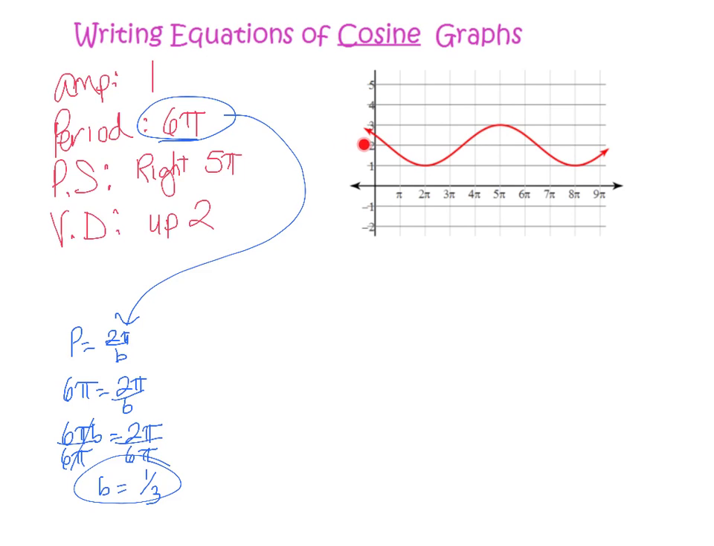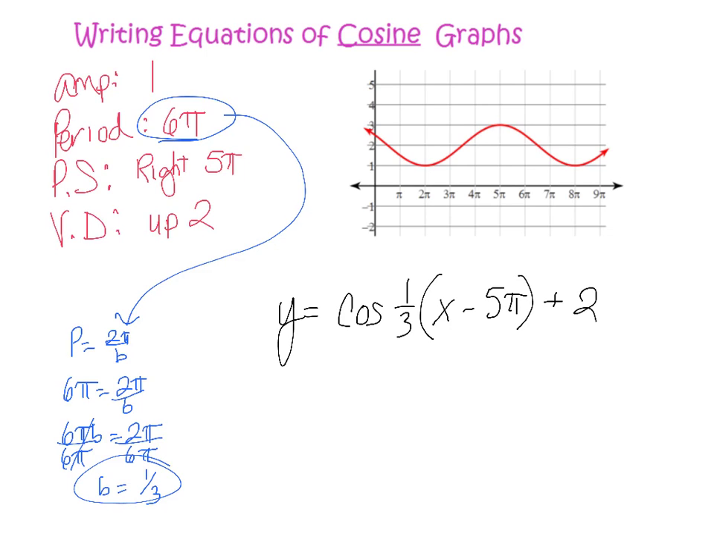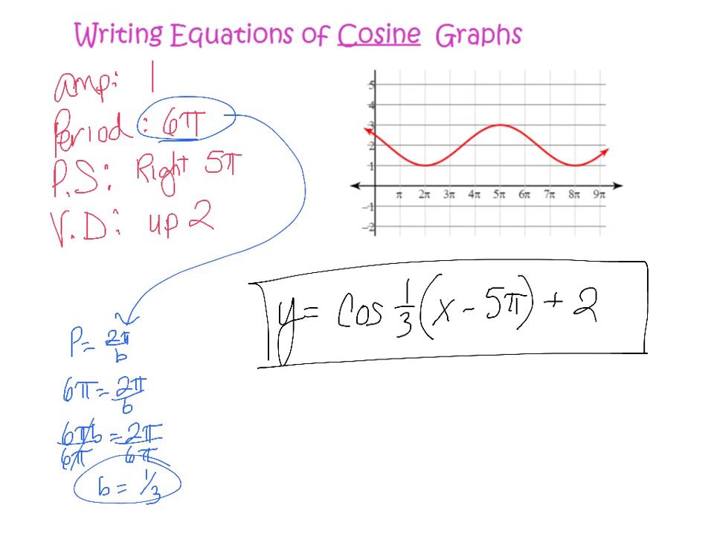And then you look for your equilibrium, which was right here. Your equilibrium was supposed to be on the x-axis. It looks like it went up 2 units. The equation you should have had, y equals, I'm not going to bother writing the 1 for the amplitude. It's a cosine equation. Factor the b value out. And then x went right 5 pi. I'm going to do minus 5 pi. And then a plus 2 for my vertical displacement. All right, give this homework a try.